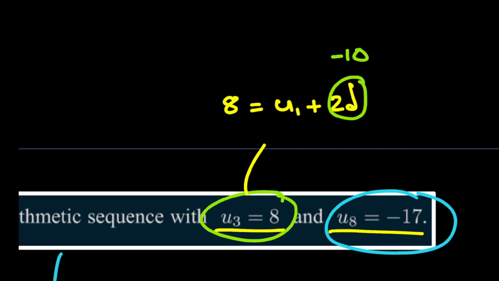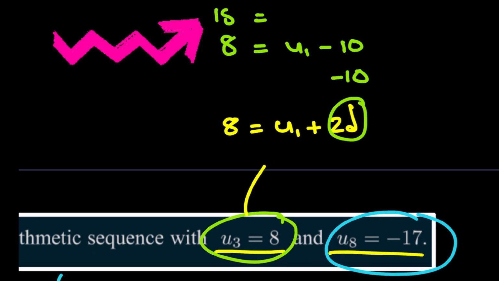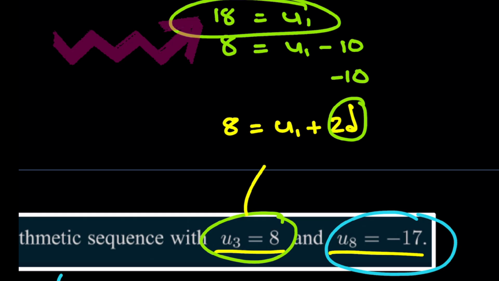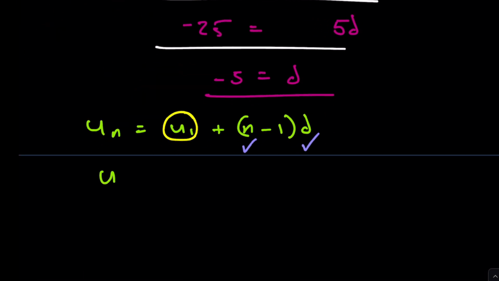So we've got 8 is equal to u1 minus 10. Add 10 to both sides, therefore u1 will be 18. Sorry, I'm moving up the screen here, but u1 would be 18. So therefore then we're going to substitute that in now. So our general term un is 18 plus n minus 1 d.